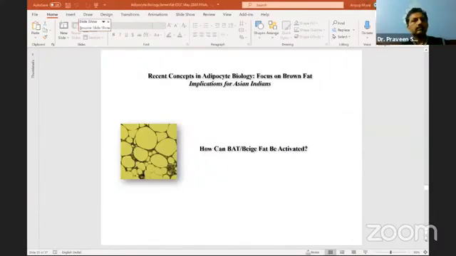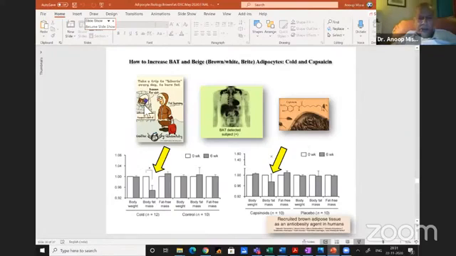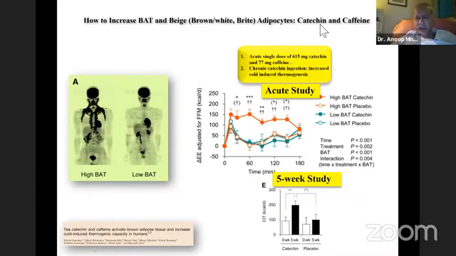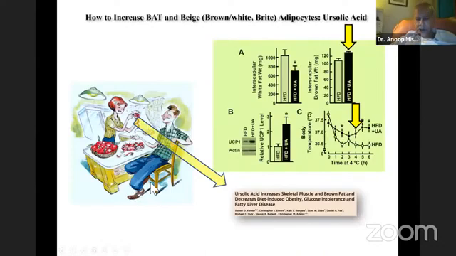So how can fat be activated? This is one of my talks. People are going to the North Pole or South Pole to activate it. And there is capsaicin. There is an experiment that it increased brown fat. The other thing is catechin, which can increase brown fat activation. Sorry, ursolic acid. This is catechin, and this is ursolic acid. Ursolic acid is in the peel of apple, which can increase it.